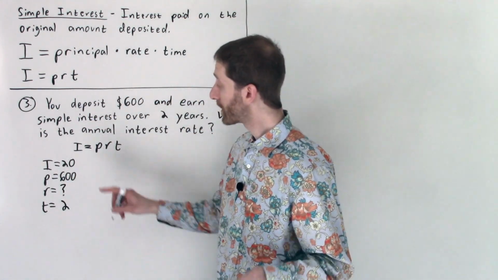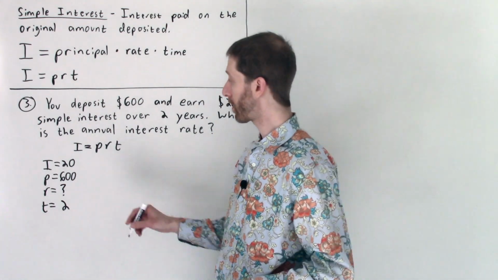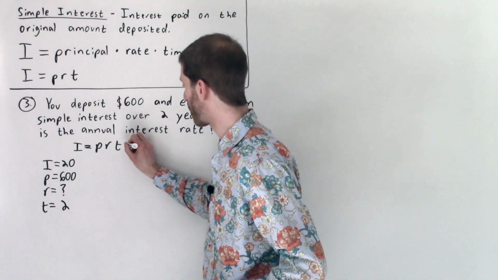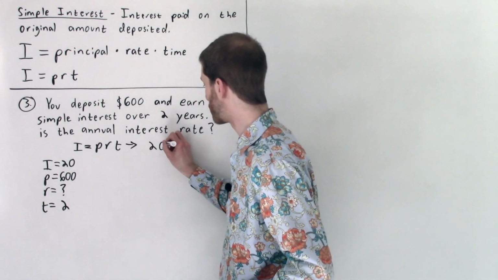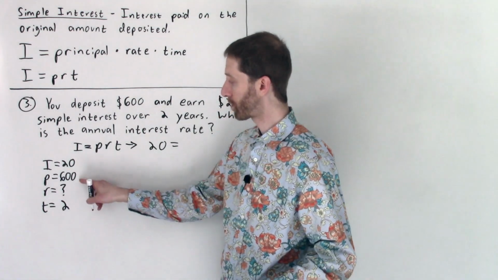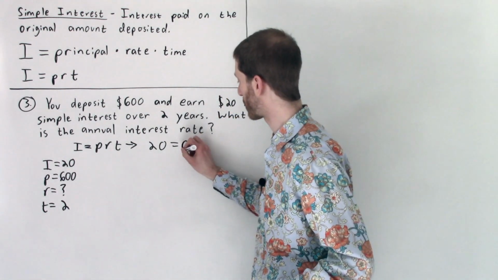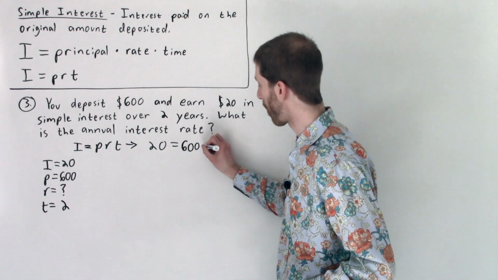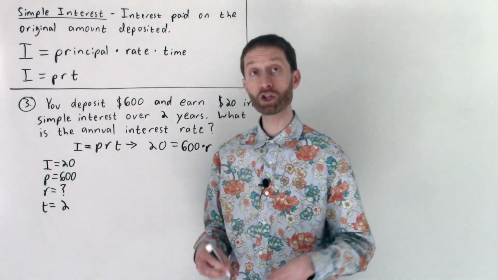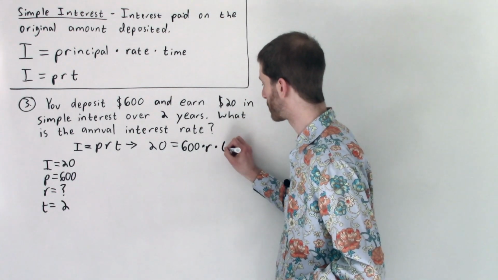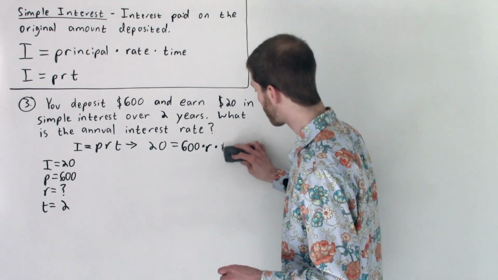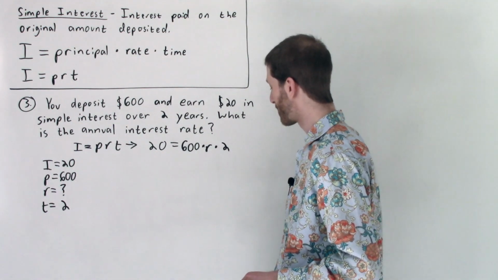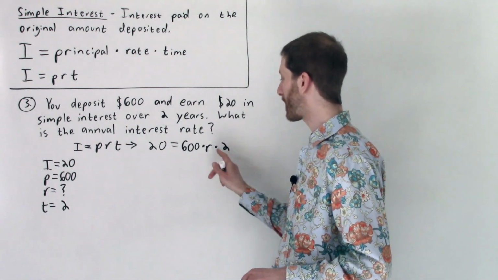Sweet. Now we're just literally going to evaluate what we have into our equation, our formula, and solve. So I is 20. So we've got 20, that's for I, is equal to the principal, 600. So that's going to be 600 right here times the rate. I don't know what it is, so we'll let that be just R. And then the time is 2. Let's put down 2 instead for a number. Okay, so we've got 2 times R times 600.